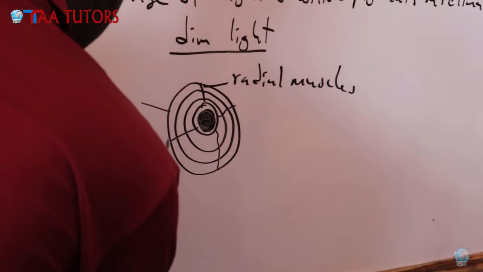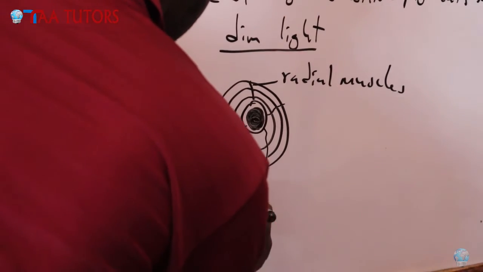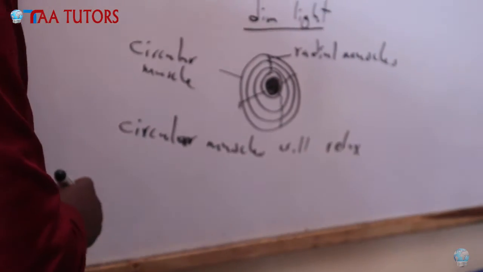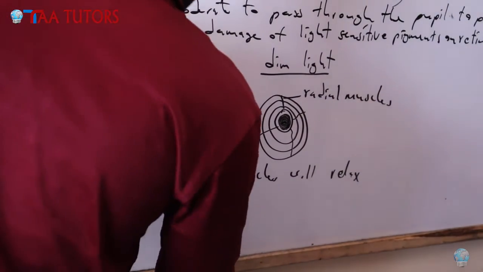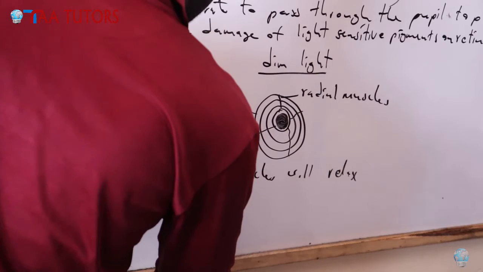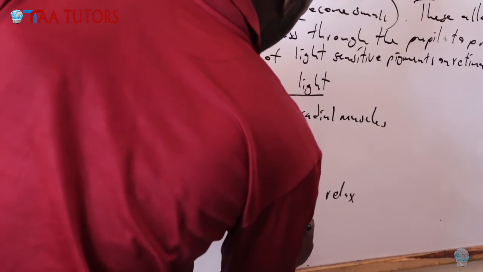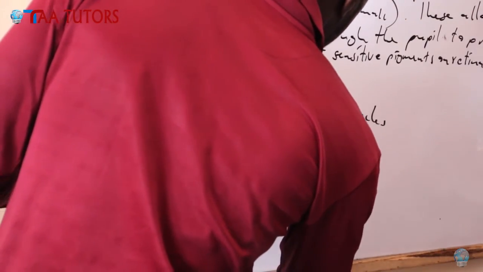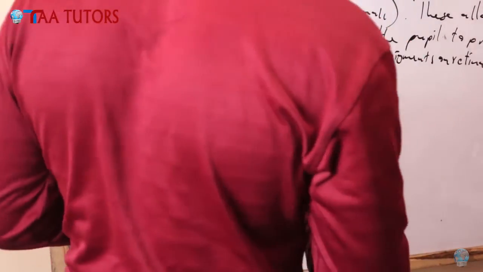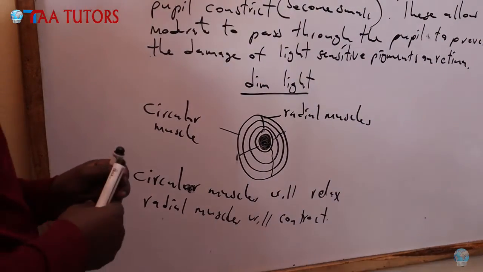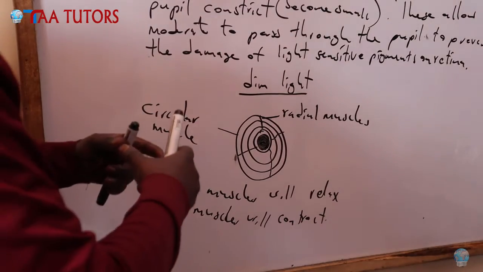Circular muscles will relax. That is the first event. Then the next event is the radial muscles will contract. Now those two happenings, or those two motions, will always make the pupil dilate, that is, become big.